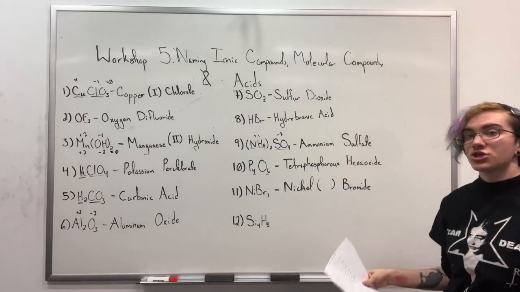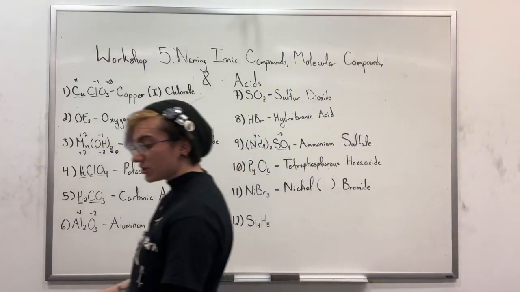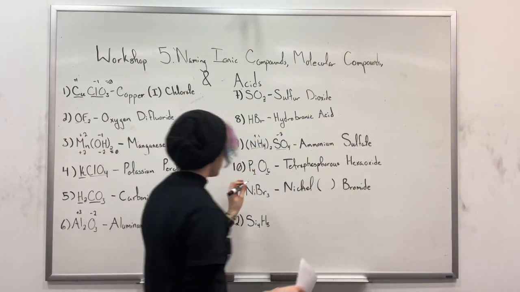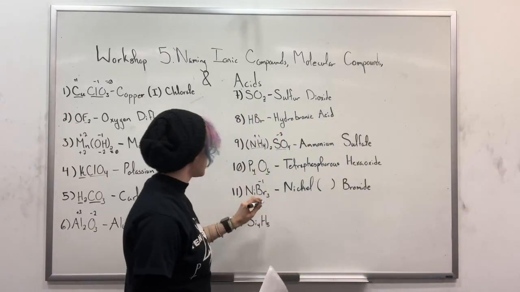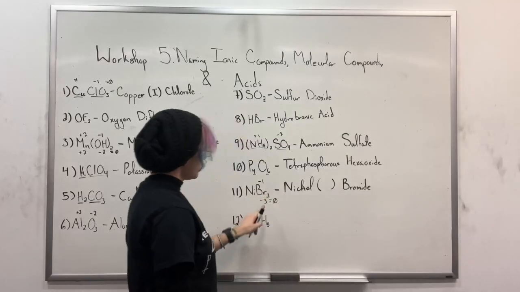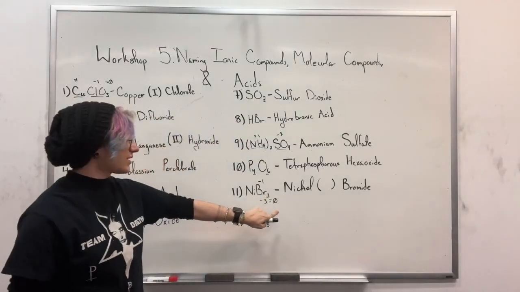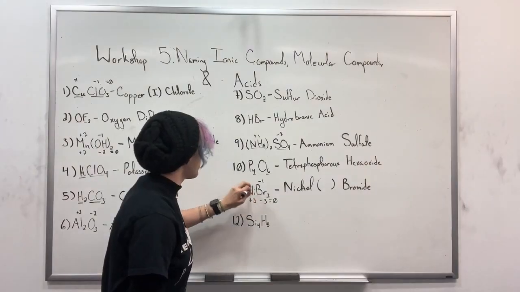Now we have to know the charges of these elements, specifically the bromine. Bromine is a halogen. It's going to have a -1 charge for one of them, and since there are 3 bromines, it's going to have an overall net charge of -3. If we want this -3 to be balanced out to equal 0, our nickel must have a charge of +3.